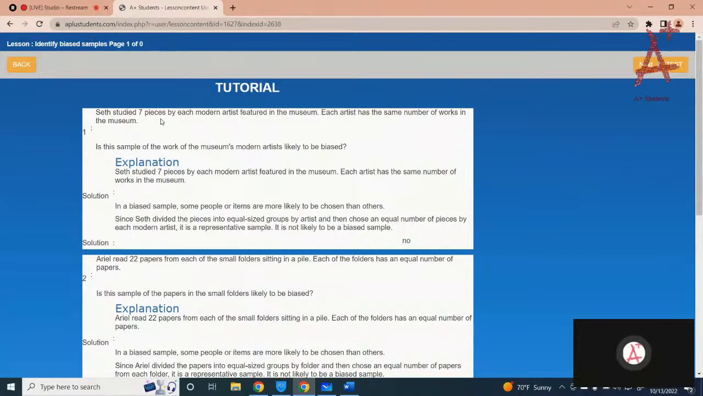Got it? So in a biased sample, some people or items are more likely to be chosen than others. Here you choose the data at random, so that means some people or items are more likely to be chosen than others. Since Seth divided the pieces into equal sized groups by artist and then chose an equal number of pieces by each modern artist, it is a representative sample. It is not likely to be a biased sample. That means that is not a biased sample. Got it?